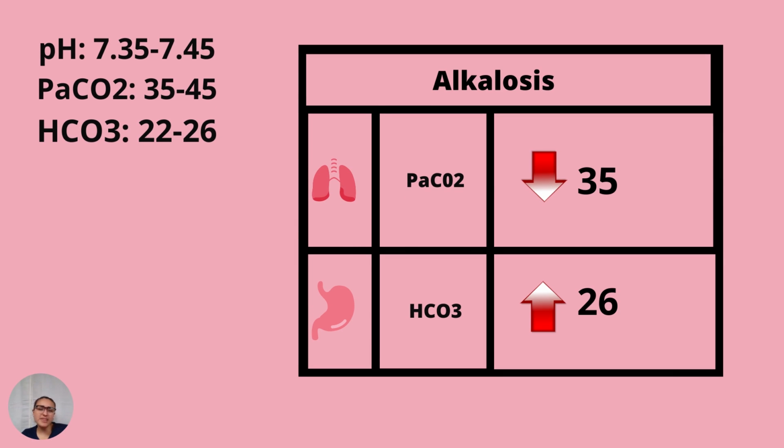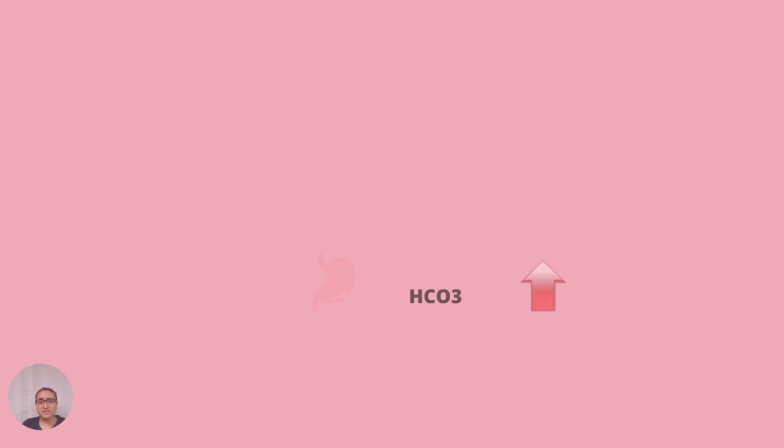So now let's go with alkalosis. We know that alkalosis is higher than 7.45. So now we're going to check the PaCO2 level, and when it's lower than 35, that means that you have a respiratory alkalosis. But when your HCO3 is higher than 26, that's metabolic alkalosis.